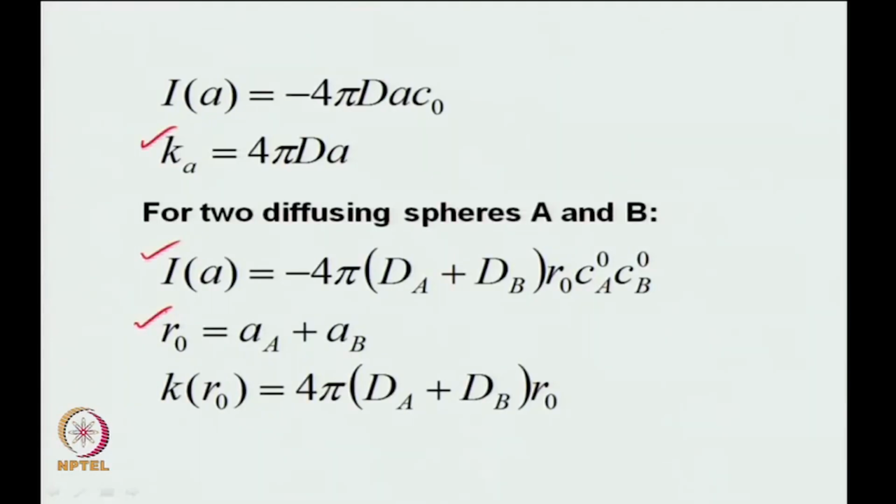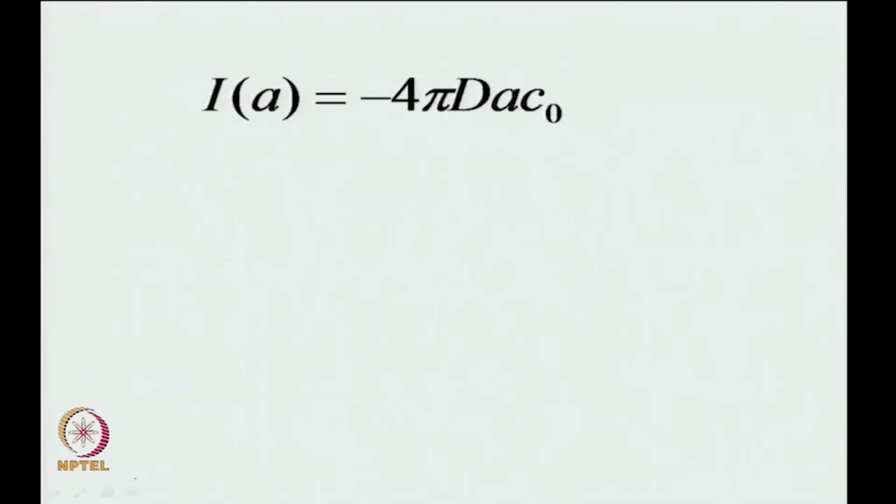That means they cannot push inside each other, and then you have K of R0, which is 4 pi times D A plus D B times R0. Again, this collision current also depends upon the concentration of A and the concentration of B in solution, Ca naught and Cb naught. So, this was your I of A.